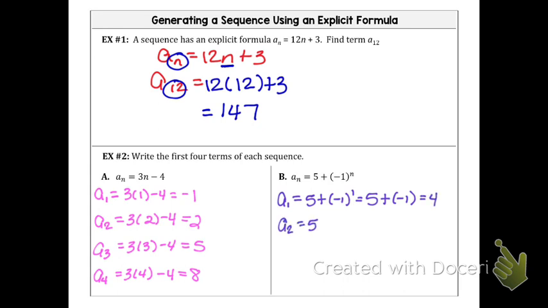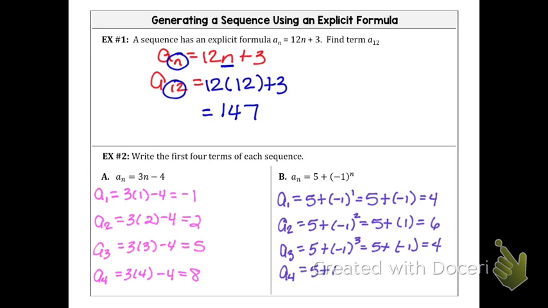Second term, we're going to plug in a 2. This time we get 5 plus 1, because it turned positive, which is 6. Third, so plug in a 3. So we get 5 plus negative 1 cubed, which is negative 1. So we got 4. And then for our fourth term, we get 5 plus negative 1 to the fourth, which is positive 1. So 5 plus 1 is 6. And so there's my first 4 term numbers.